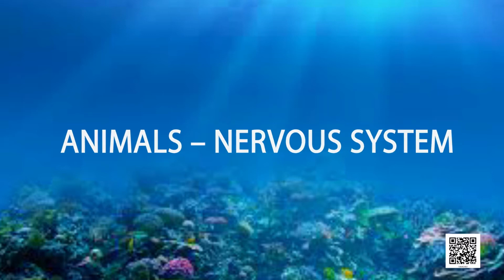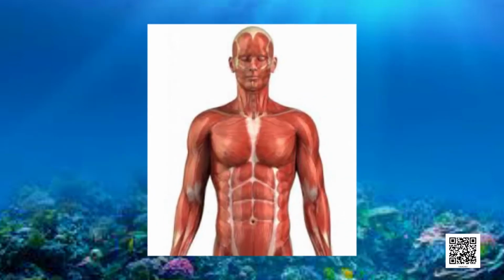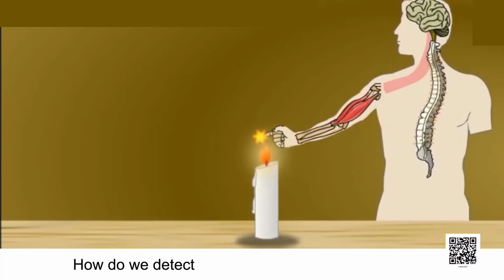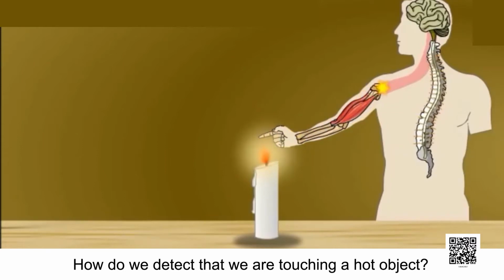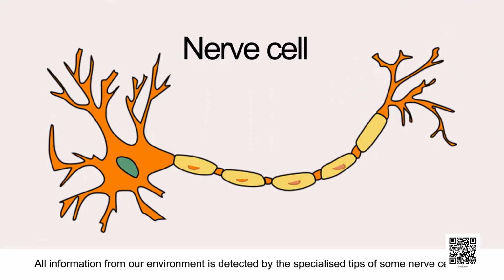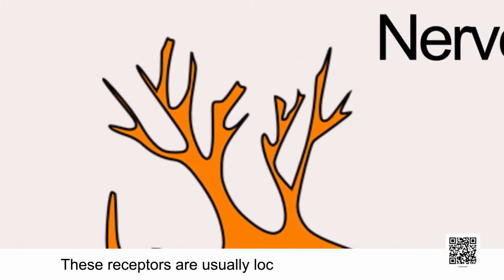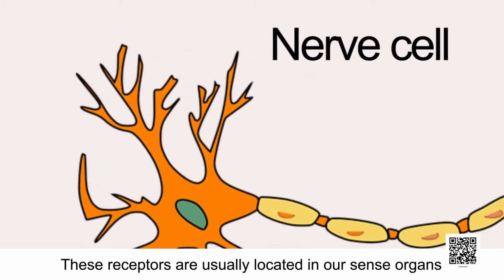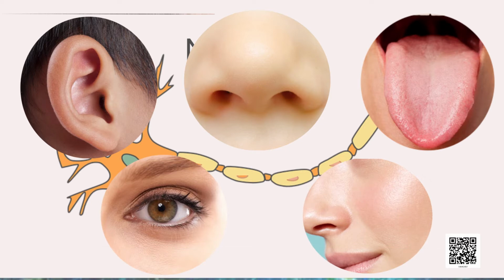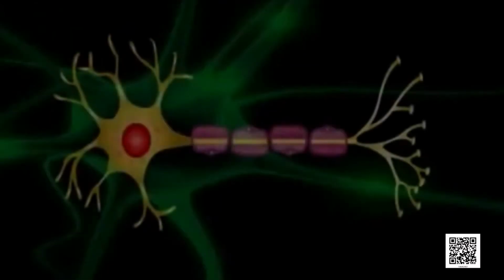Animal nervous system. In animals, such control and coordination are provided by nervous and muscular tissue. Touching a hot object is an urgent and dangerous situation for us. We need to detect it and respond to it. How do we detect that we are touching a hot object? All information from our environment is detected by the specialized tips of some nerve cells. These receptors are usually located in our sense organs such as the inner ear, the nose, the tongue, and so on. Let us first know about the structure of a nerve cell or a neuron.